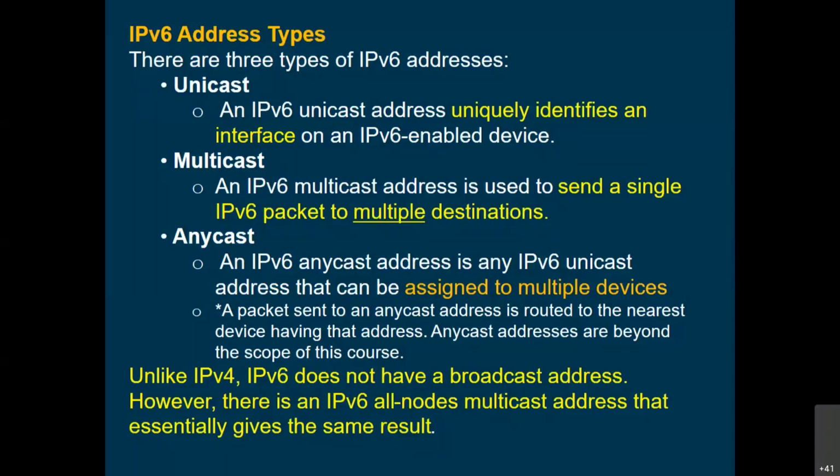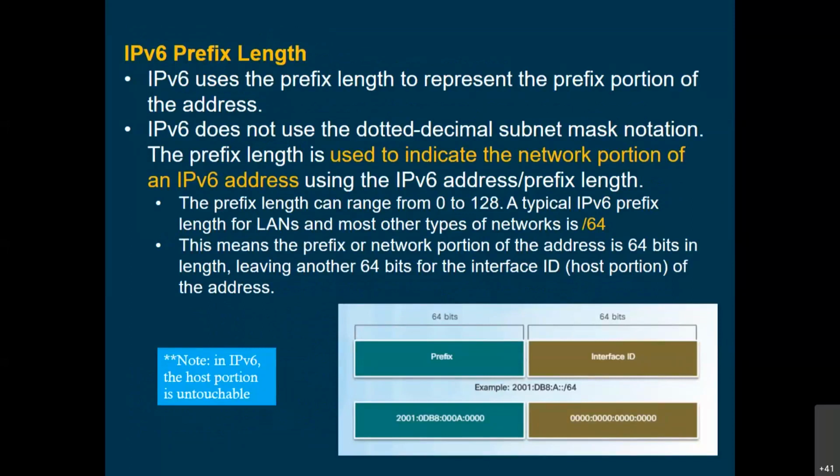Now, think about this for a second. How is broadcast done in IPv6? While it doesn't have broadcast, the IPv6 all nodes multicast address can give you the same result as a broadcast. They don't call it broadcast, they still call it multicast, but you can use a multicast to everyone and it will send to everyone. Okay? So unicast, multicast, anycast.